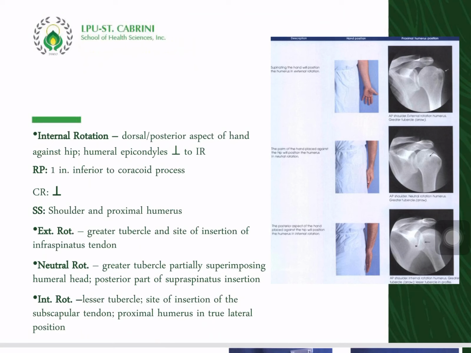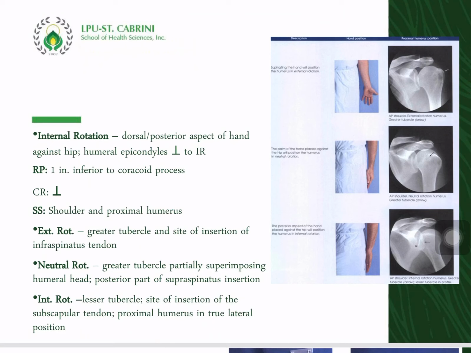Okay, so make sure that the humeral epicondyles are also perpendicular to the IR for internally rotated proximal humerus. So this will also visualize the lesser tubercle in profile on the medial aspect of the humeral head. For all of the positions on shoulder AP projection, the central ray is directed perpendicular to a point 1 inch below or inferior to the coracoid process.